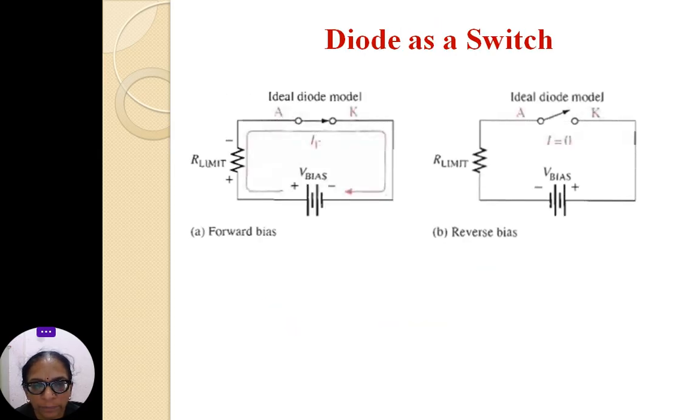Diode as a switch. A diode can be used as a switch when it is connected in the reverse bias as well as in the forward bias condition. Ideal diode model is there. Here, when p-type is connected to the positive of the battery, that is called forward bias, and when it is connected in reverse bias, that is p-type is connected to the negative of the battery, the switch acts as an off switch.